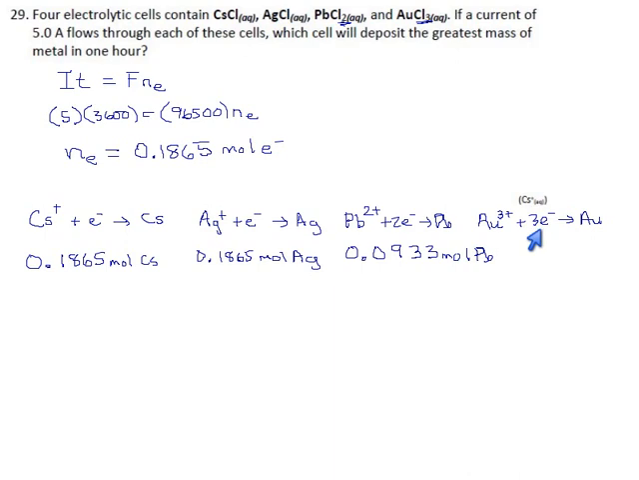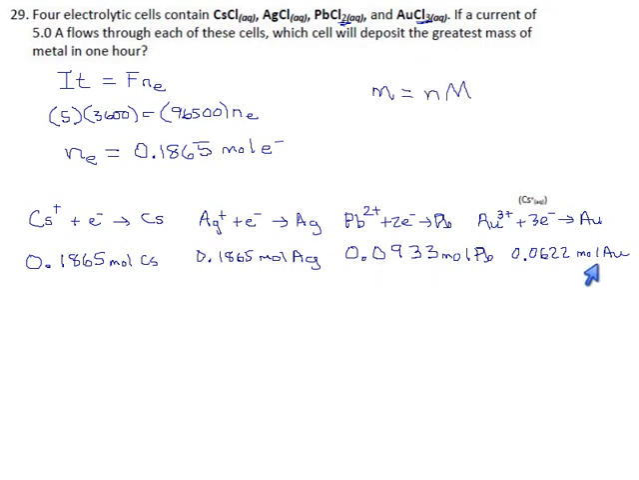And for gold, you take the number of electrons and divide by 3 to get the amount of gold. So 0.1865 divided by 3, 0.0622, is it? Yeah, 0.0622 moles of gold. So that's how many atoms there are, but they're saying how about the mass of each of these metals? Well, we can find masses, that's no big deal.